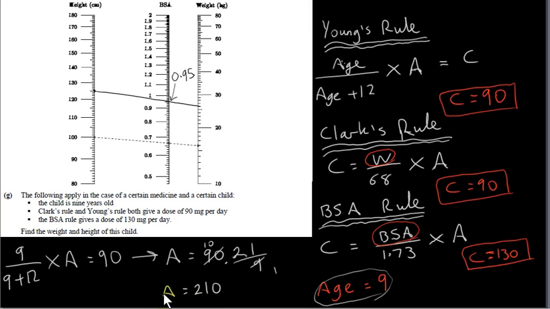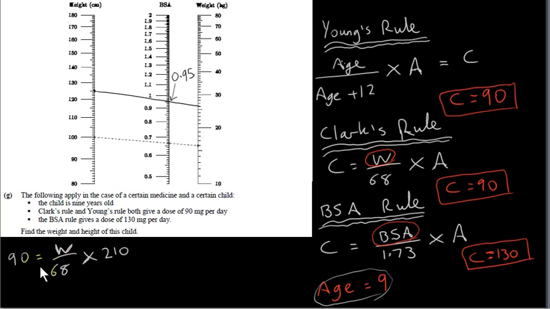Now with this value of A, the adult dose, we can then go and look at Clark's rule and calculate W, because we know C. Using Clark's rule, C happens to be 90. And we have A, which is 210. So the only thing missing is W. So here is Clark's rule. I've replaced C with 90, and I've replaced A with the value we just got, which is 210. So we just need to solve for W.